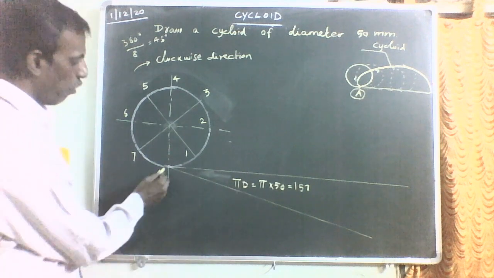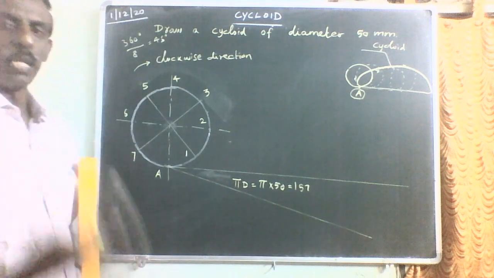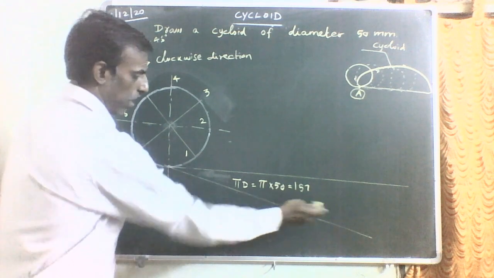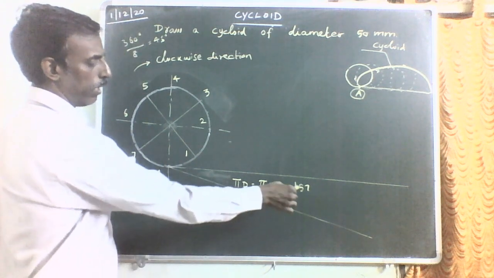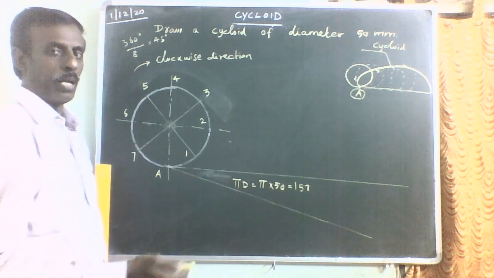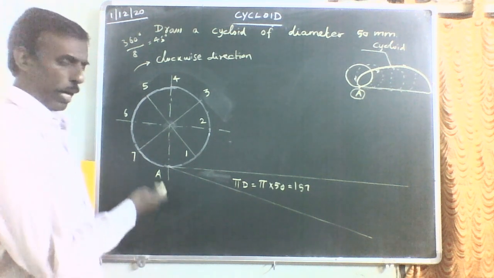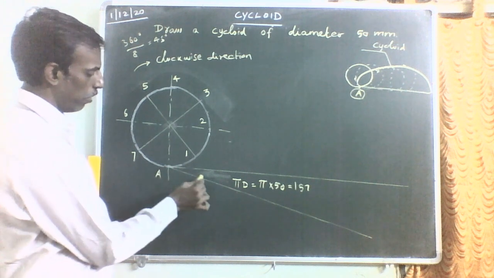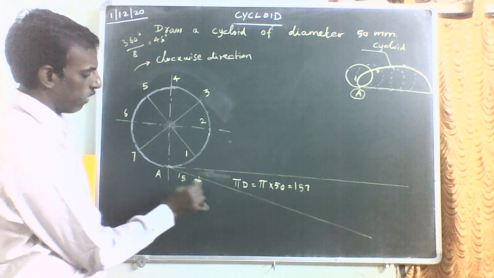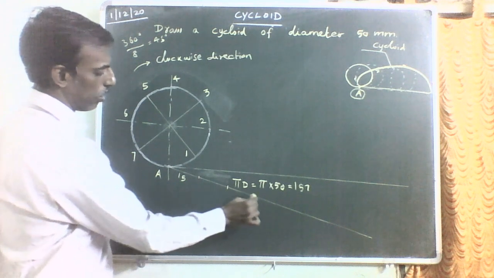Now, what will be the length of the line? This line length measurement, you may take any measurement. Now, this line, you are going to divide this 157 mm into 8 equal parts. That means each division will be approximately equivalent to around 20 mm. So, for our convenience, you can use 15 mm. At 15 mm interval, you divide this inclined line into 8 equal parts.